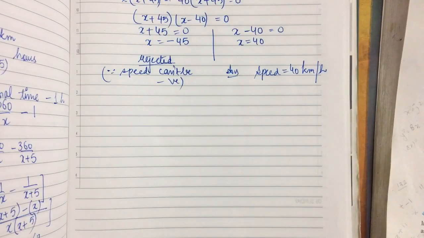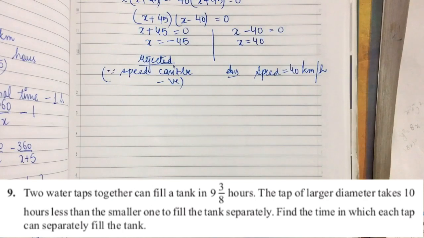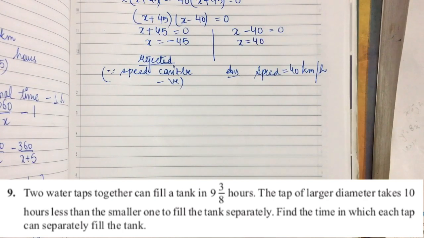The next question that we have is question number 9. Two water taps together can fill a tank in 9 and 3/8 hours. The tap of larger diameter takes 10 hours less than the smaller one to fill the tank separately. Find the time in which each tap can separately fill the tank.